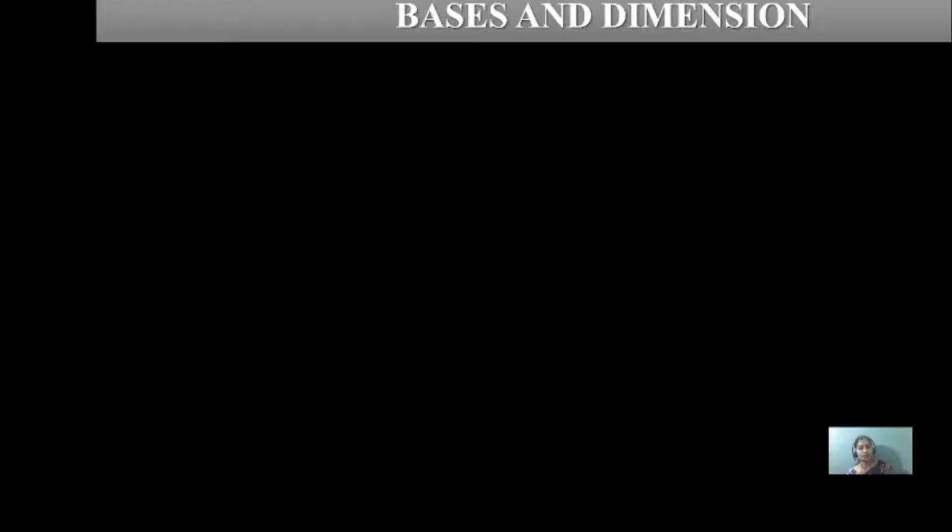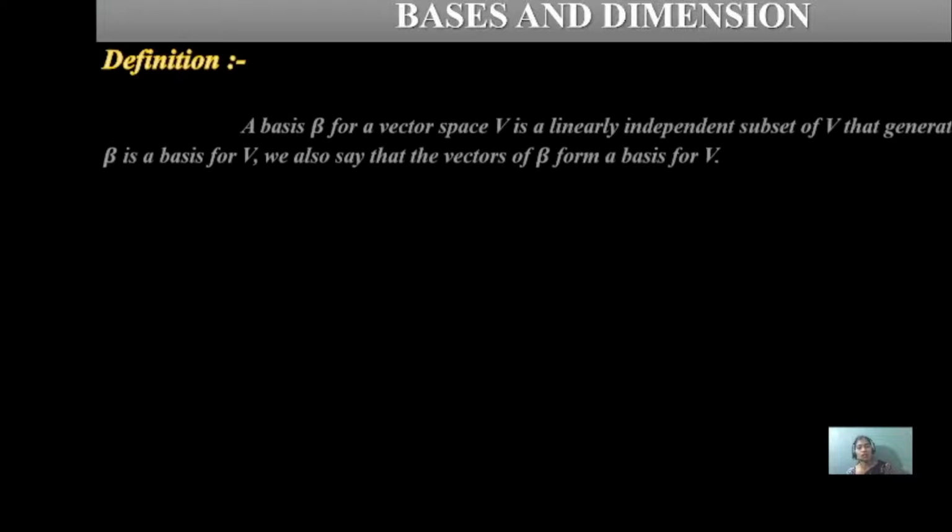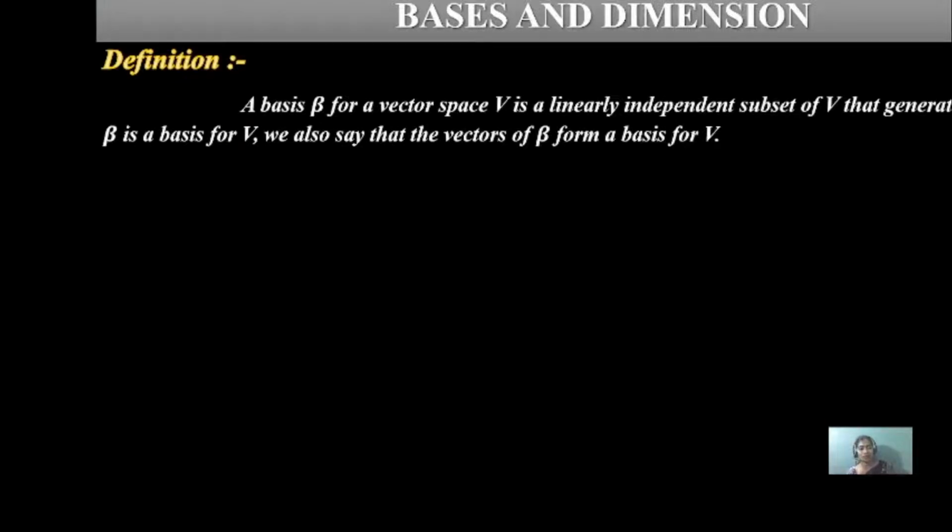Okay, basis and dimension. What is the form of a basis and dimension? A basis beta for the vector space V. You know that the basis is denoted by the symbol beta and the vector space by capital V. Both are linearly independent subsets of V that generate V. If beta is a basis for V, we also say that the vectors of beta form the basis for V.